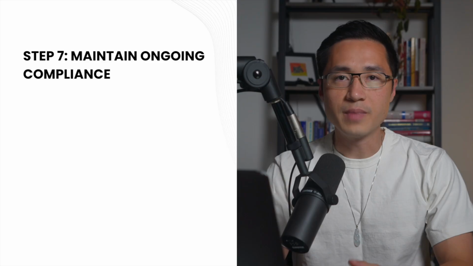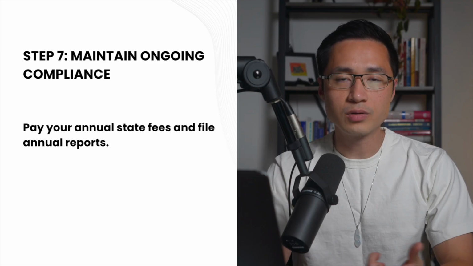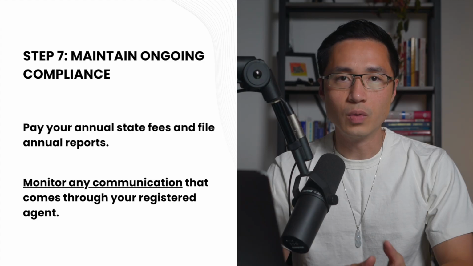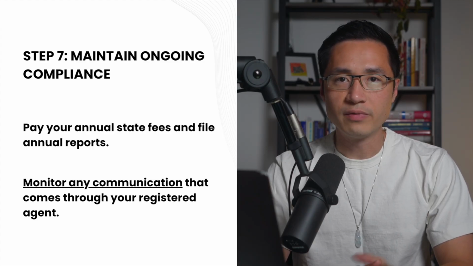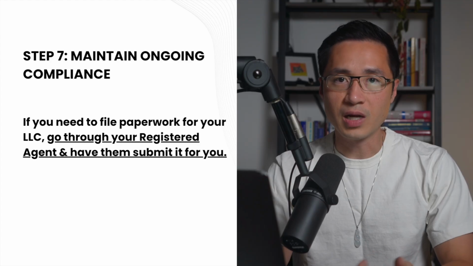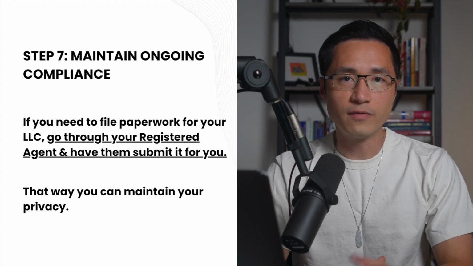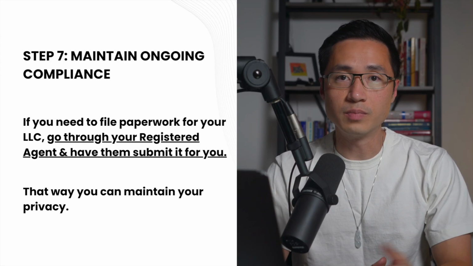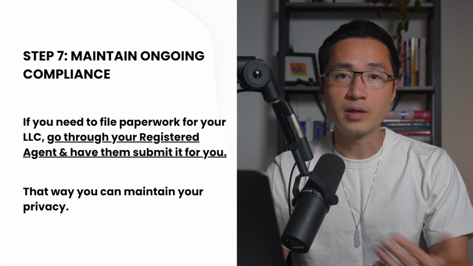The last step is to maintain ongoing compliance. That includes paying your annual state fees and also filing your annual reports. You want to monitor any communications that come through your registered agent. They will receive official notices and legal documents on your behalf. If you ever need to file additional paperwork for your LLC, you can go through your registered agent and have them submit it for you. That way you can avoid putting personal information directly on public filing documents, and so you can continue to maintain your privacy.